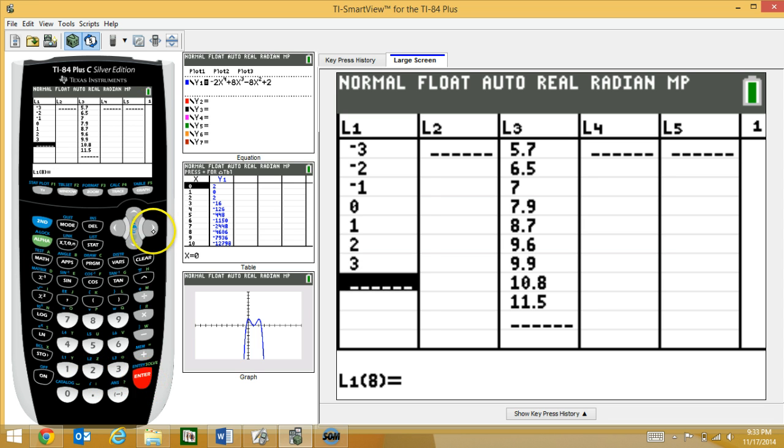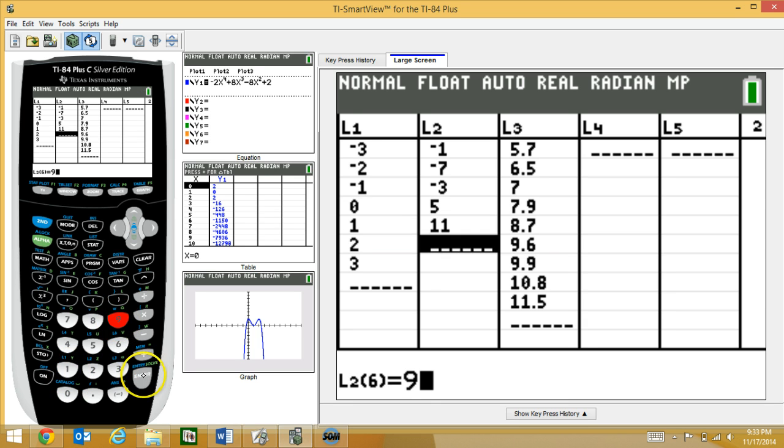Okay, so those are all the x-coordinates, and then in list 2 I'm going to enter the y-coordinates, which are -1, -7. I should hit enter after -1, and then -7, -3, and 5, 11, 9, and -7.